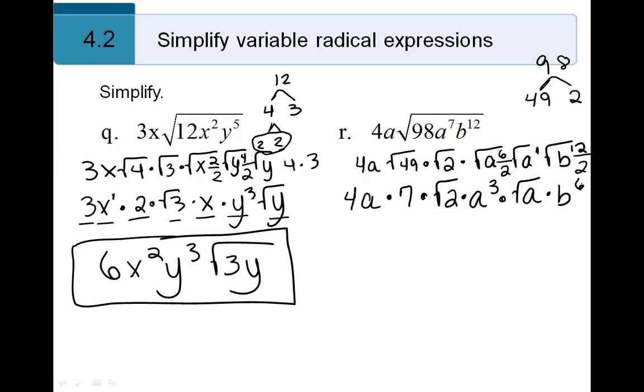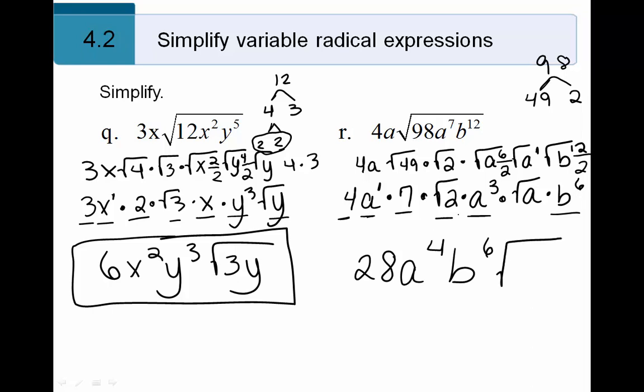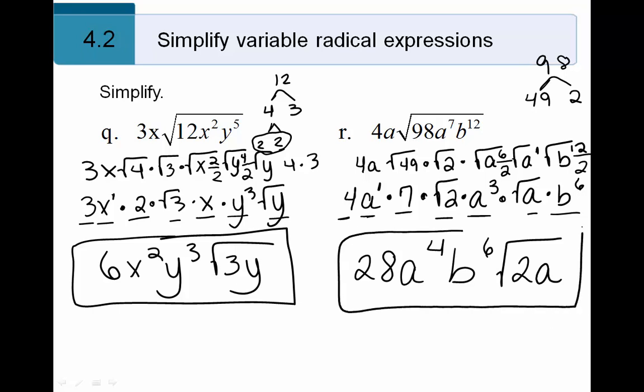Okay, now this is an a to the 1st here. So we have a 4 multiplied by 7, which is a 28. I have an a to the 1st multiplied by a to the 3rd, which is a to the 4th. I have a b to the 6th, and then times the square root of 2a left under a radical. So 28, a to the 4th, b to the 6th times the square root of 2a. So this concludes lesson 4.2.